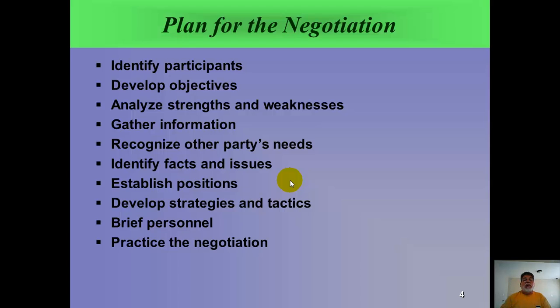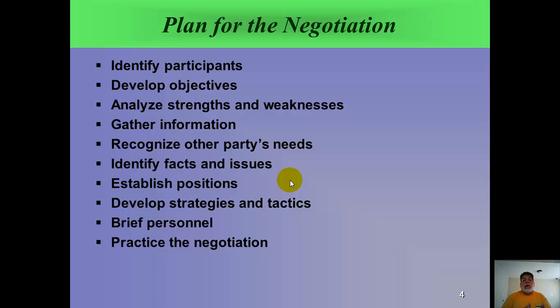Analyze your strengths and weaknesses. Determine what their strengths and weaknesses are. Gather information. Maybe that should be a previous bullet, about getting information. Recognize the other party's needs. I think that we've more or less discussed that. Identify facts and issues and separate them from emotion as much as possible. Prioritize them and then establish positions.